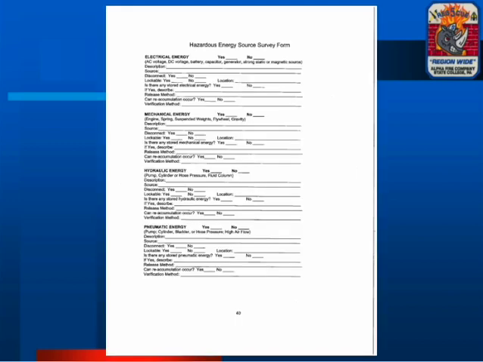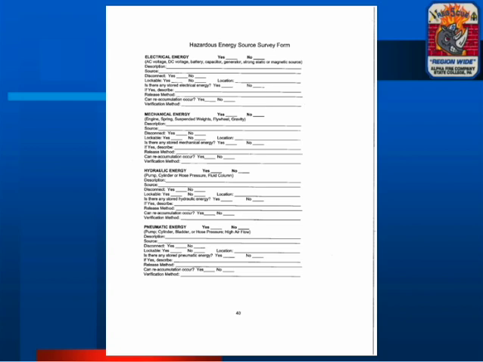So this is your hazardous energy source survey form. You'll see as you work down through this, there is electrical, mechanical, hydraulic, and pneumatic. So they're the four main bullet points we're going to work on. You'll see on the electrical energy side, AC voltage, DC voltage. We're working with a battery, a capacitor, a generator. Description of that energy source. Is there a disconnect? Is it lockable?